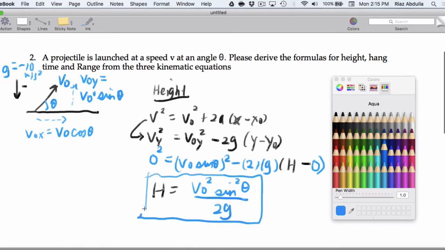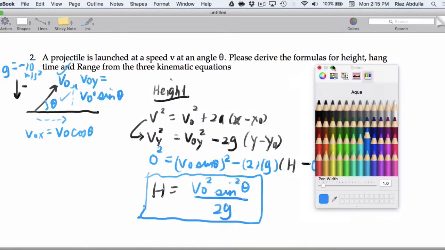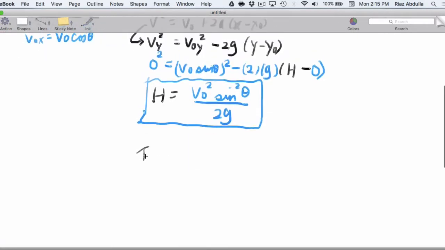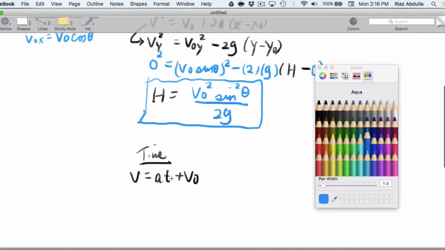And once again, let's just remember our goal. Our goal is if I give you a launch speed and a launch angle, you can get me height, range, and hang time. Moving on to the idea of hang time, let's go ahead and do that now. So for the hang time, I'm going to actually use the formula v equals at plus v naught. Once again, true but not completely helpful.